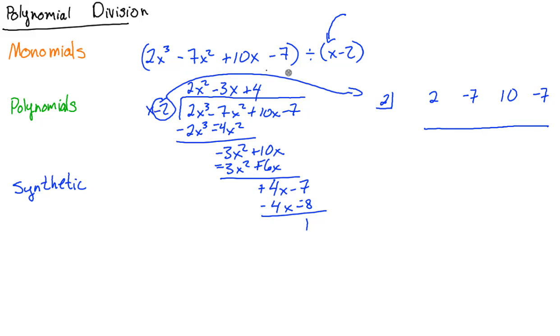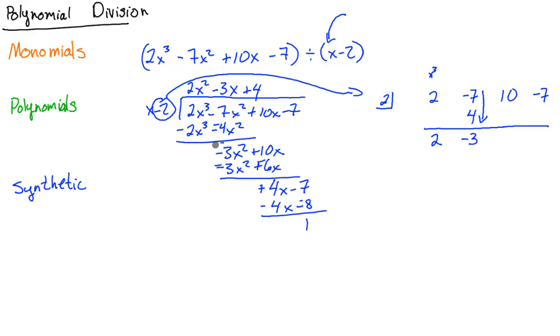So first of all, this x minus 2 goes to a 2, and write down the coefficients. This was the x cubed column. Let's keep that in mind. So this is how synthetic division works. 2 drops straight down. 2 times 2 is 4. Okay, so you take that number times this number is 4. Then add straight down. Negative 7 plus 4 is a negative 3.